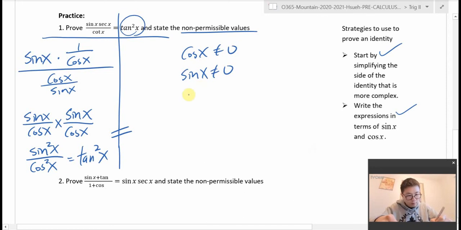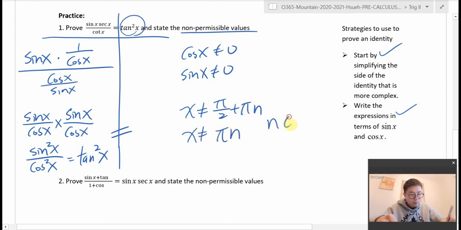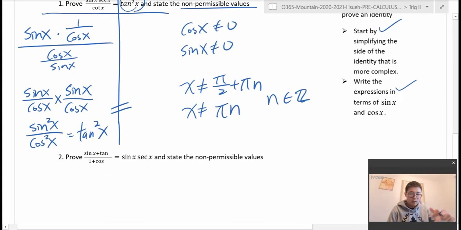So again, I think these two are pretty basic. That means for cosine, x cannot equal pi over 2 plus pi n. And for sine x, x cannot equal pi n. And we know that n is simply an element of the integers. Okay. Again, these are basic ones.